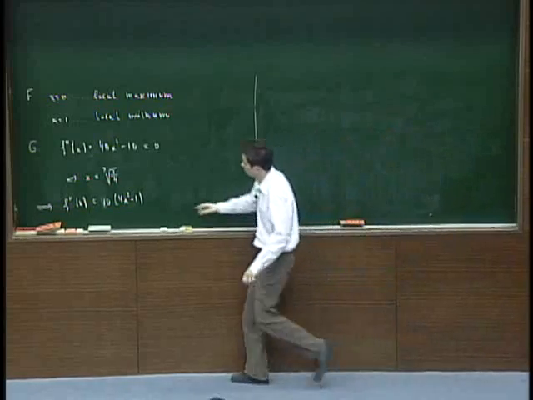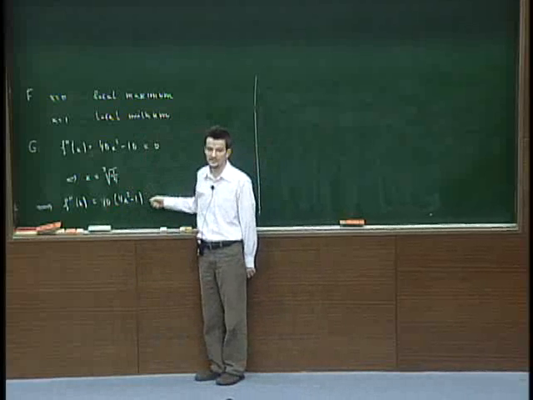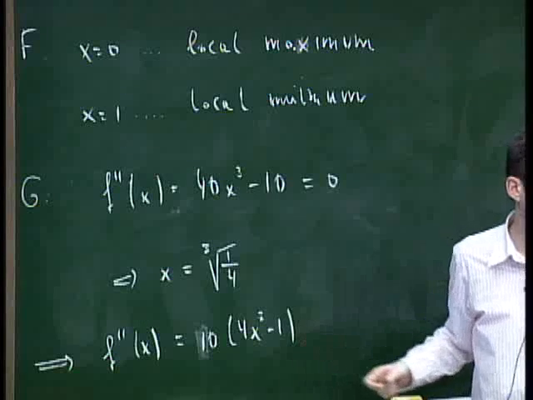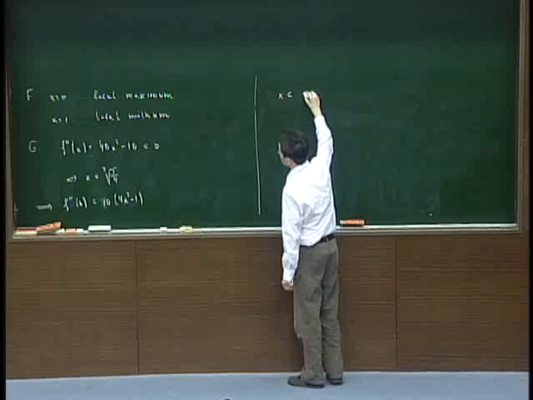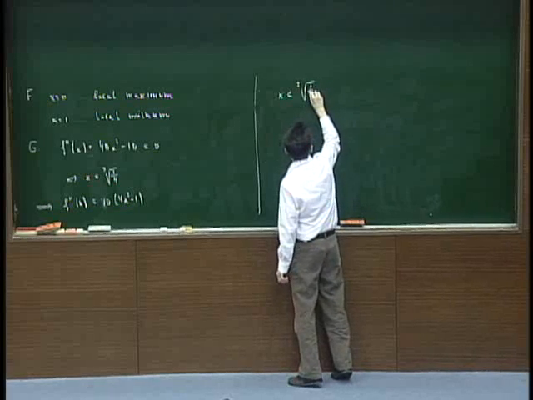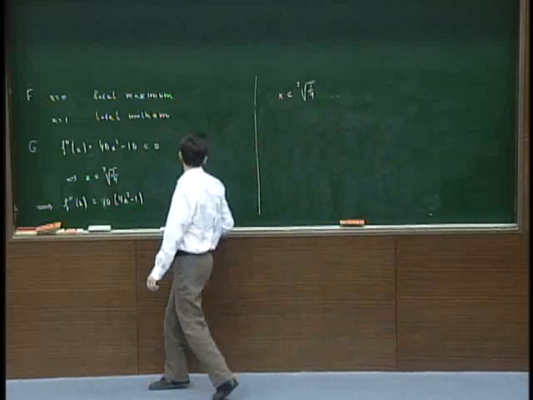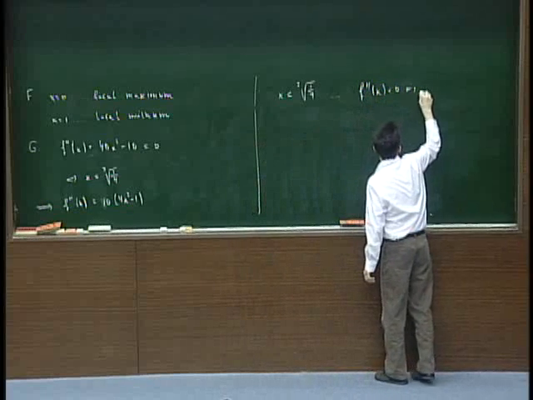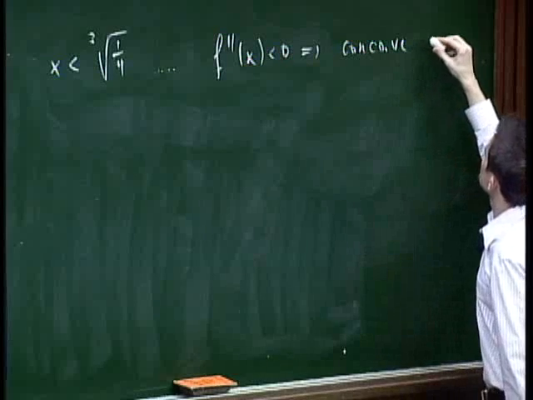You see from this expression already, if our x is larger than this one, this will be larger than 0. And if our x is smaller than this one, this will be smaller than 0. So this is now for the concavity behavior. If x is smaller than the third root of 1 over 4, then this will be smaller than 0, so the second derivative will be smaller than 0. So we have concave downward.